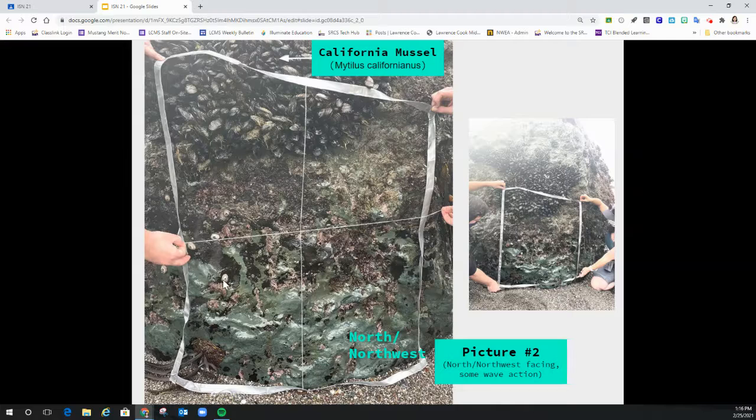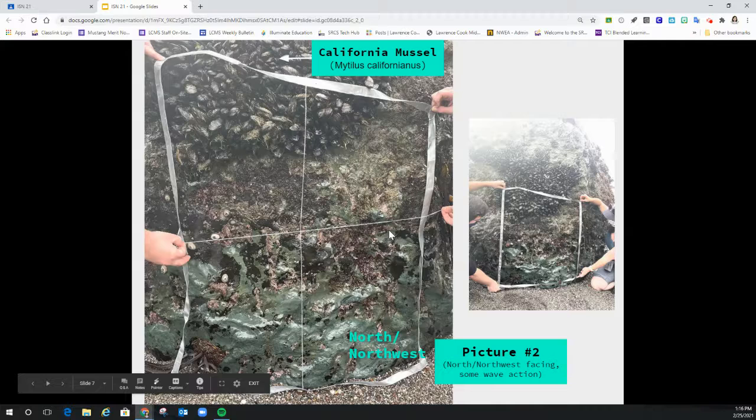So we have some limpets. We're not going to count these, but we have limpets here. And then it seems like we have a lot more of these California mussels. So again, your job is to think about, okay, how many mussels are in this square? How many sea stars? And how many, what am I missing? Barnacles.